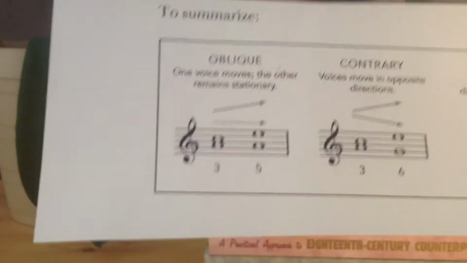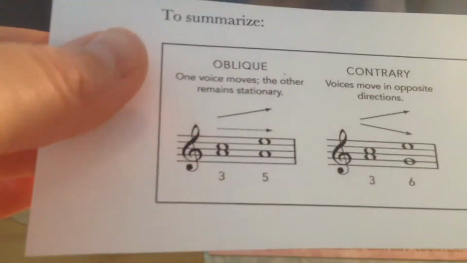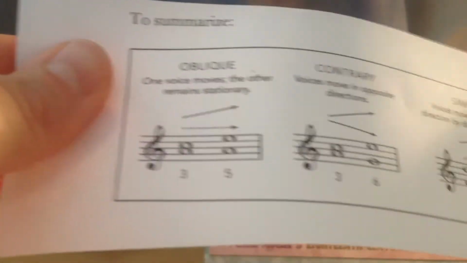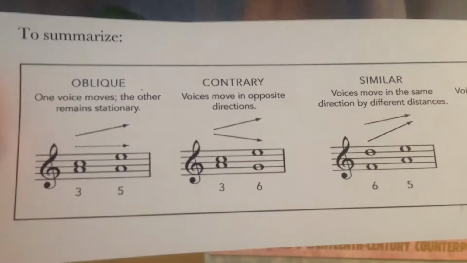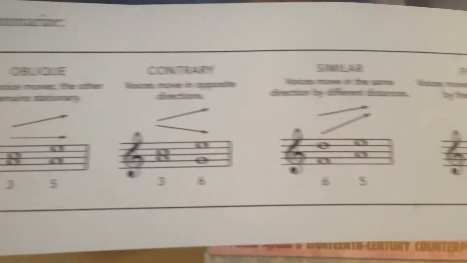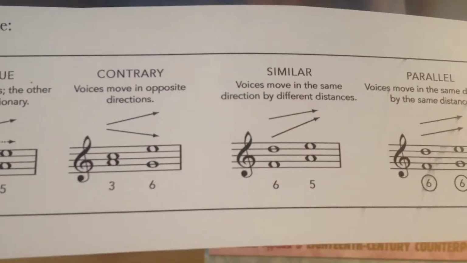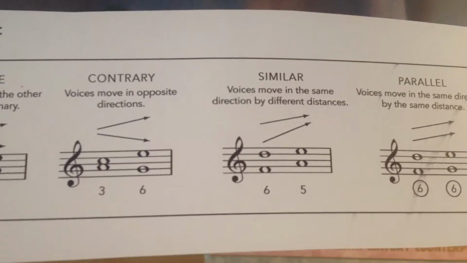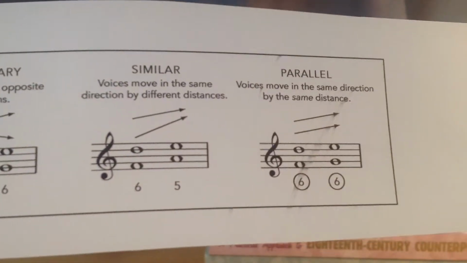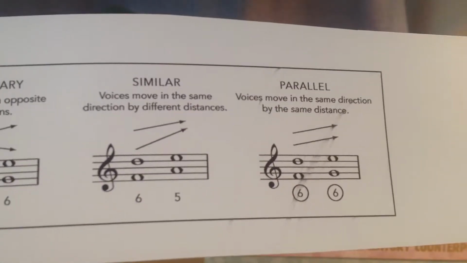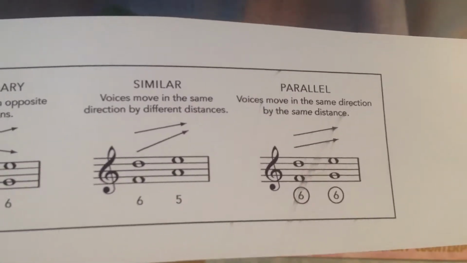To summarize, oblique motion, one voice moves and the other voice remains stationary. Contrary motion, the voices move in opposite directions. Similar motion, the voices move in the same direction by different distances. And parallel motion, voices move in the same direction by the same distance.